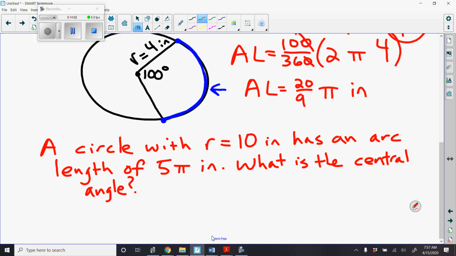Okay, so this problem doesn't have a picture associated with it, but you're always welcome to draw one. This one's also different because I am asking you to find the central angle. In the first two problems, we solved for arc length. Here, I'm asking you to solve for central angle. But it's using the same formula. We know this is an arc length problem because I can see arc length in here. So arc length equals theta over 360 times 2 pi r.